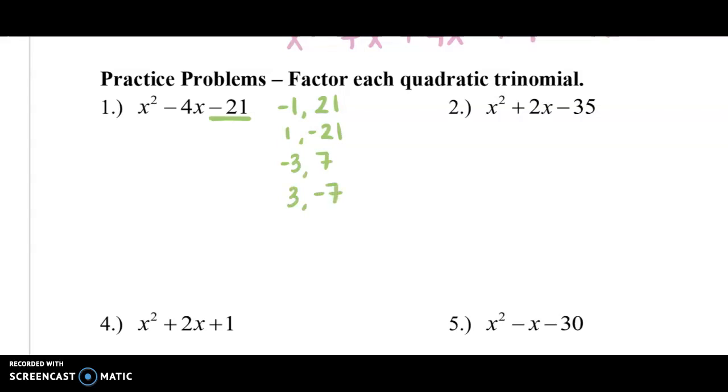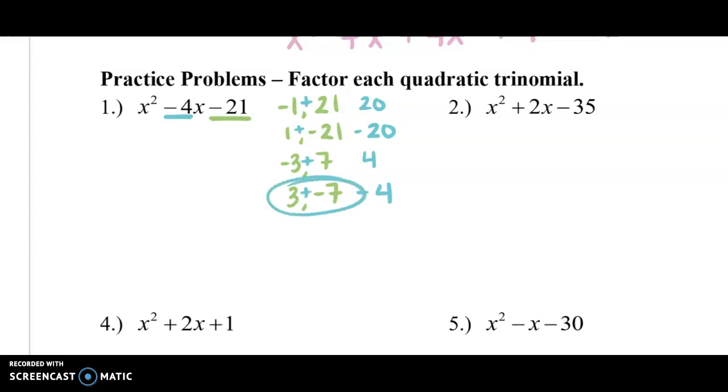Okay, so then start adding those up in your head. I wanted to add to negative 4. If I added these, I'd have 20. Added these, negative 20. These ones would give me 4. These ones would give me negative 4. So I want to get negative 4.